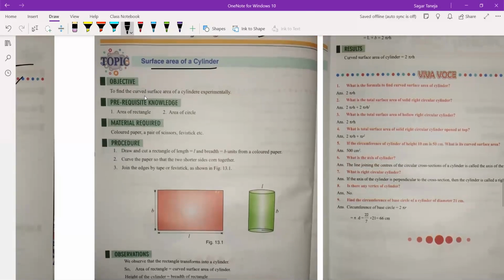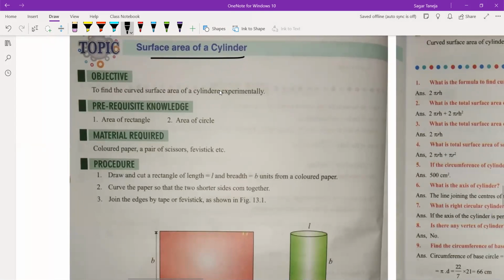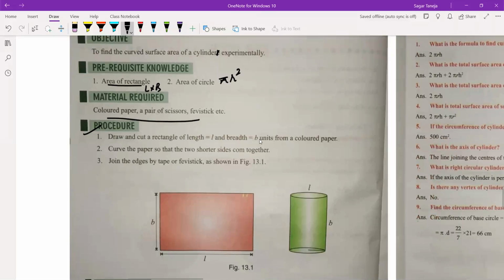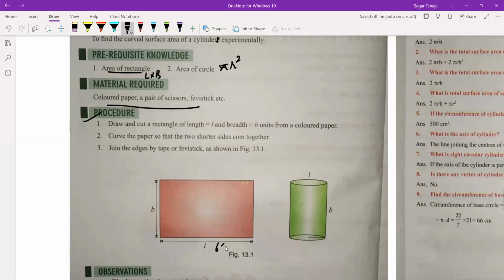Surface area of cylinder. To find the curved surface area of the cylinder, there are some misprinted words or statements, so you have to correct that. For example, the spelling of cylinder is wrong here. To find the CSA of a cylinder experimentally, you should have this knowledge: area of rectangle, that is L into B, and area of circle, that we have just now learned, that is pi r square. Material required: fabric, pair of scissors, colored papers and all. Procedure: draw and cut a rectangle of length L and breadth B. So this is a rectangle of length L, let it be 6 centimeter, and breadth 4 centimeter. But you have to measure, and write L and B only. From a colored paper, curve the paper so that the two shorter sides come together.